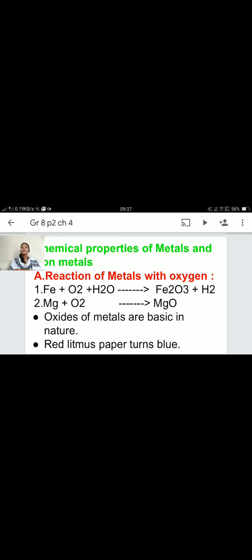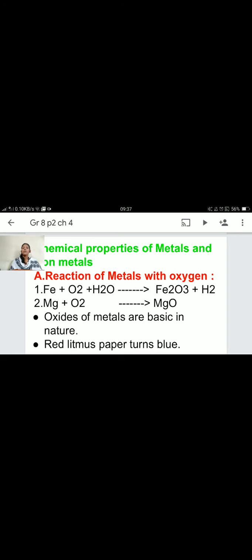So what I have to tell you from this is that when you are burning with the burner, we are providing oxygen gas. What is the reaction? Magnesium, that is Mg, plus oxygen, that is O2, gives the formation of MgO, that is magnesium oxide. So these two reactions you have to remember.